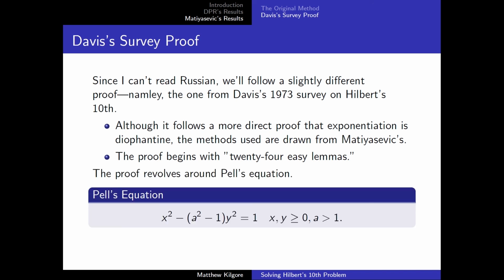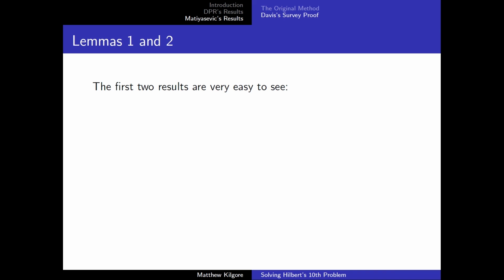These lemmas all revolve around Pell's equation, which reads x squared minus (a squared minus 1) times y squared equals 1, for x, y greater than or equal to 0 and a greater than 1. Usually we'll be interested in integral solutions. For convenience, we'll write d as a squared minus 1. The first two results are very easy to see.